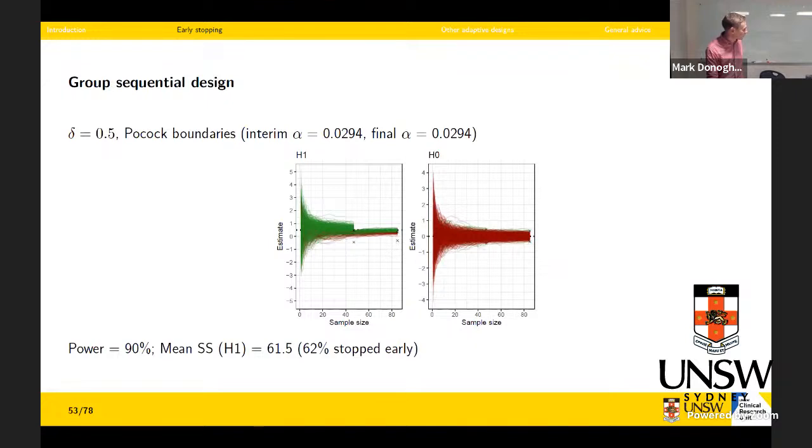And we found that we've got 90% power and an average sample size of 61.5. So this is pretty good, right? So instead of doing a study with 85 samples where we had 90% power, now we've got a study which might have 85 samples, but it's got a 62% chance of stopping after only 43 samples. So we've saved a lot of resources a lot of the time for the same amount of power.